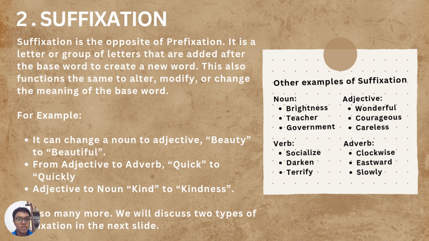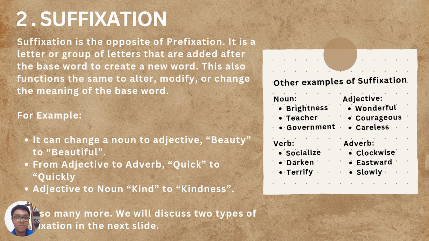Next is suffixation. Suffixation is the opposite of prefixation. It is a letter or a group of letters that are added after the base word to create a new word. This also functions the same to alter, modify, or change the meaning of the base word. It can change a noun to an adjective, from beauty to beautiful, adjective to adverb, quick to quickly, adjective to noun, kind to kindness. So right here are the other examples of suffixation.